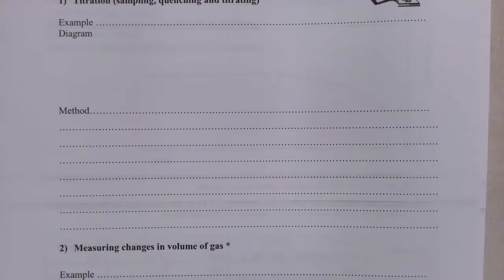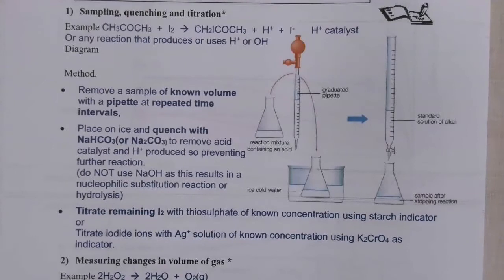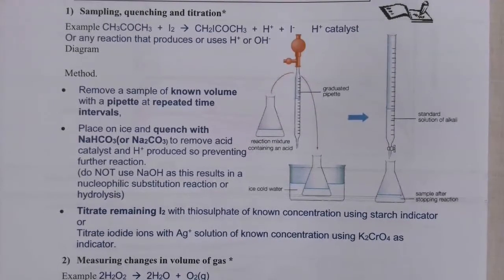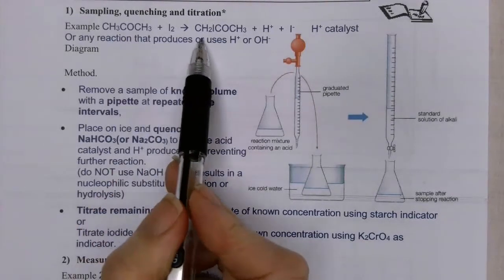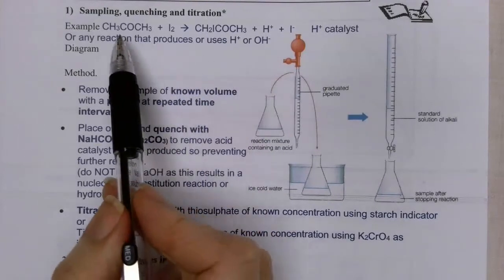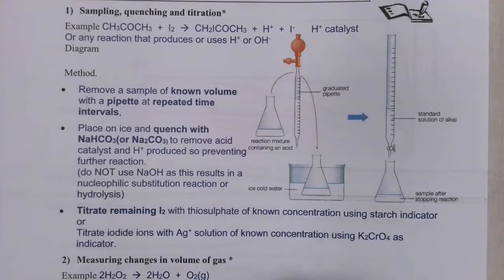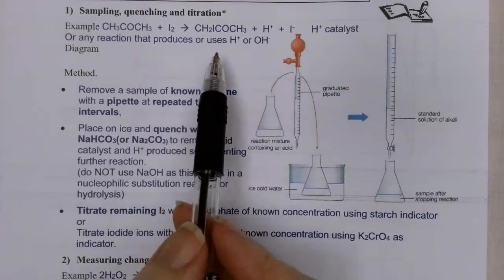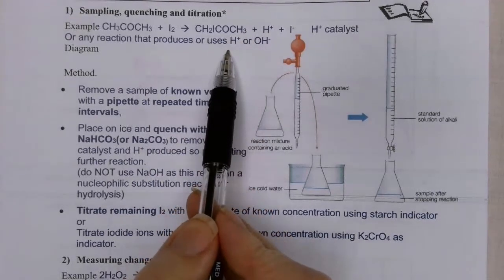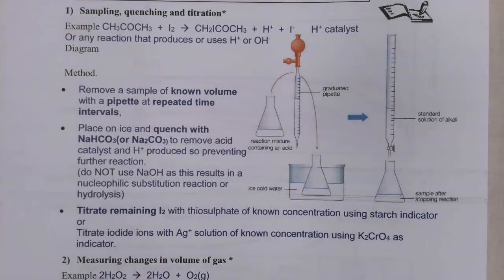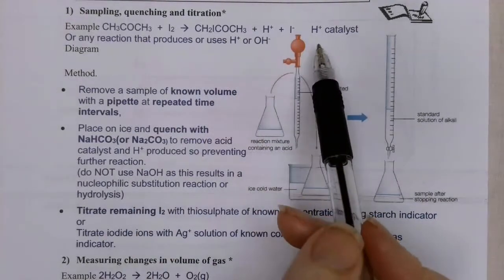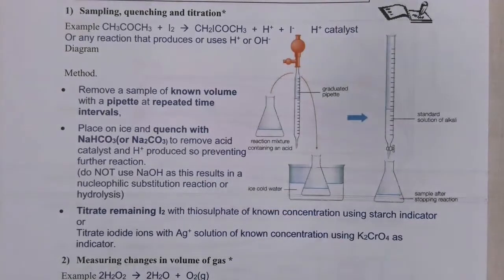So going through this first example, sampling, quenching and titration. Now this is one of the most commonly used methods, but you do need to get the steps and certain parts correct. So we have our reaction, which we're going to do. In this case, I'm going to do an iodine-propanone reaction. It's one we're going to study in the next topic. But this works very well for any reaction that either produces or uses hydrogen ions or OH negative ions. In this example, my hydrogen ions are acting as a catalyst.